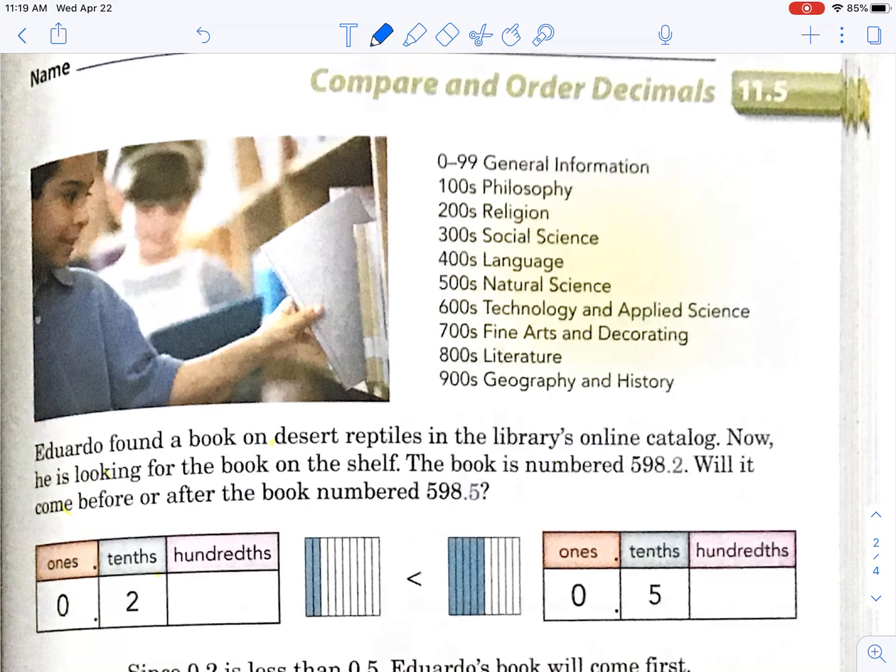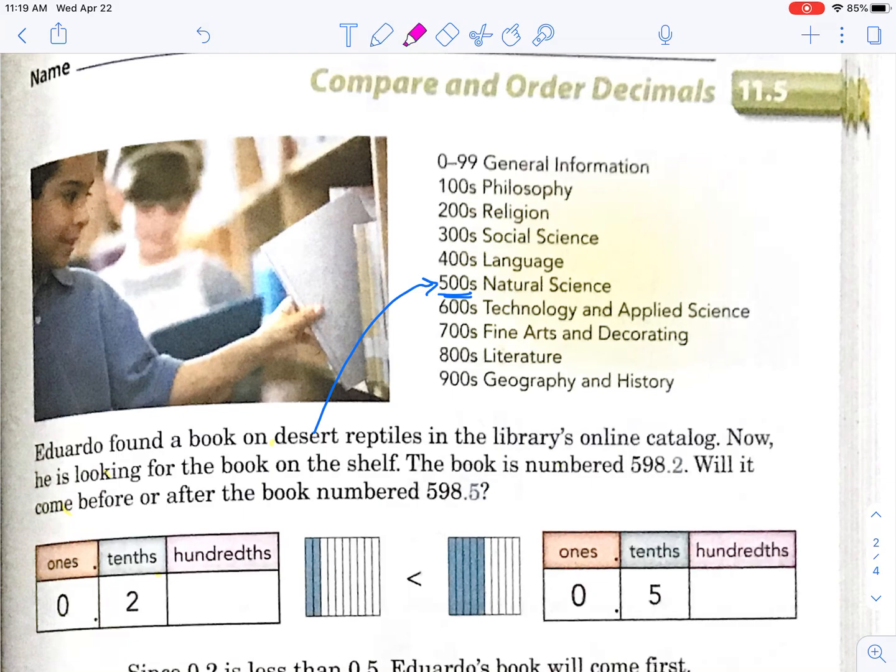Eduardo found a book on desert reptiles in the library's online catalog. So he typed it in, he looked for his book, and he found it online. Now, he's looking for the book on the shelf. The book is numbered 598, which is kind of fun because that matches. Look, desert reptiles, that's natural science. So that's why it's in the 500s, okay? Fun fact, at this library.